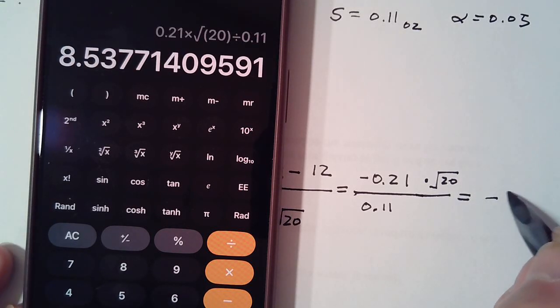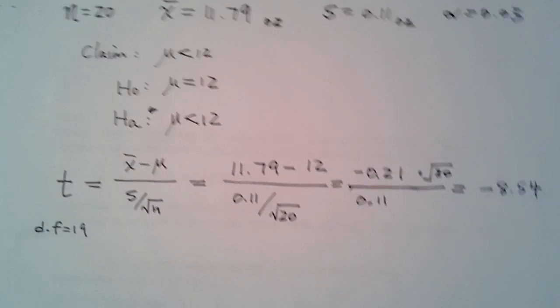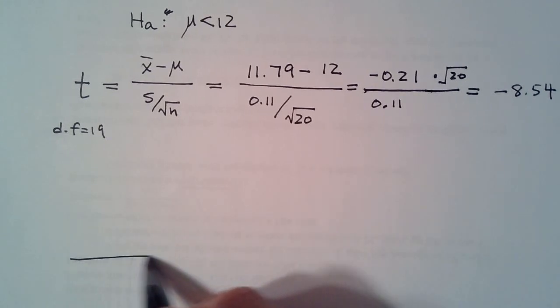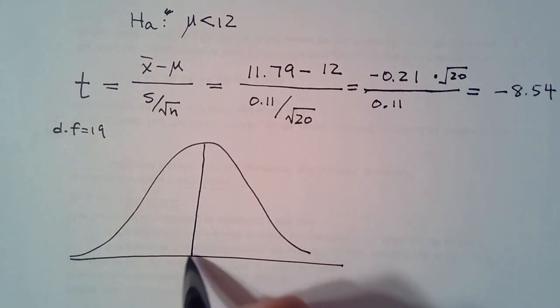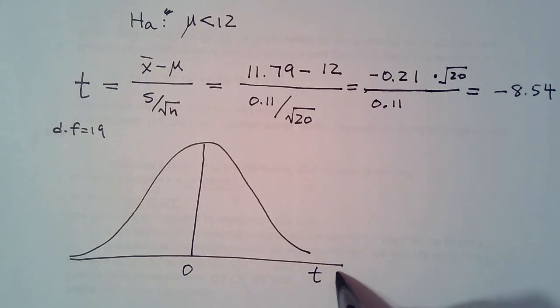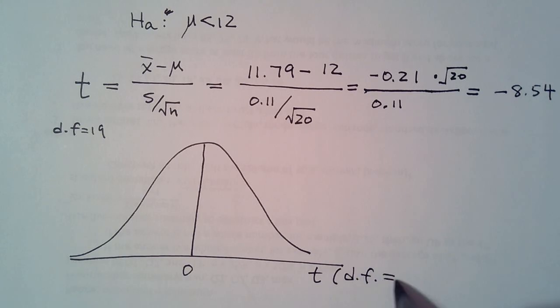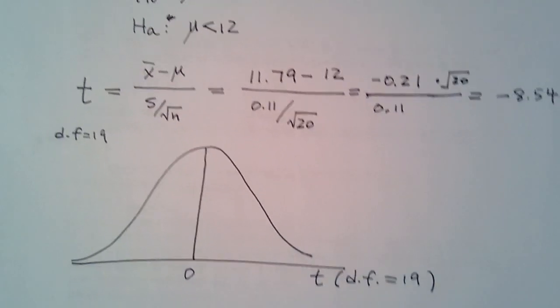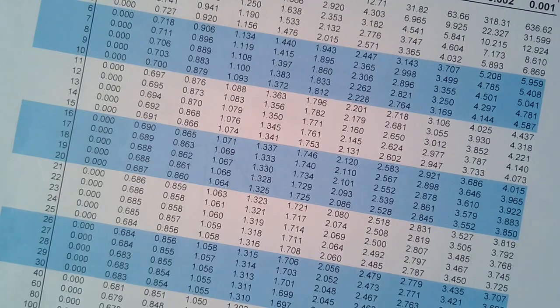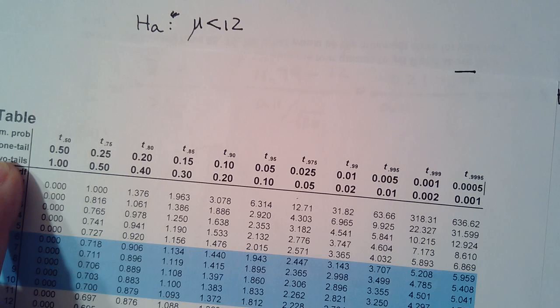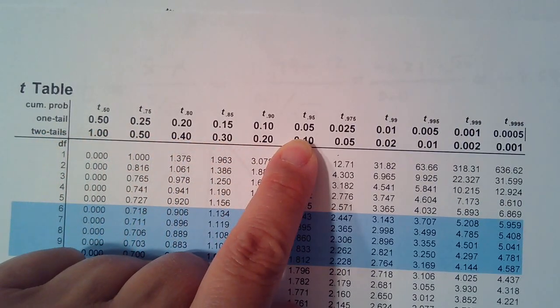My answer is negative 8.54. I will draw the curve for t. I cannot find the exact p-value, but I can find the critical value. The df is 19. Is this a one-tail or two-tail test? Here it says less than, so it's a one-tailed test. Here's a t-table. One tail and 0.05, you see that? So we're going to use this column.